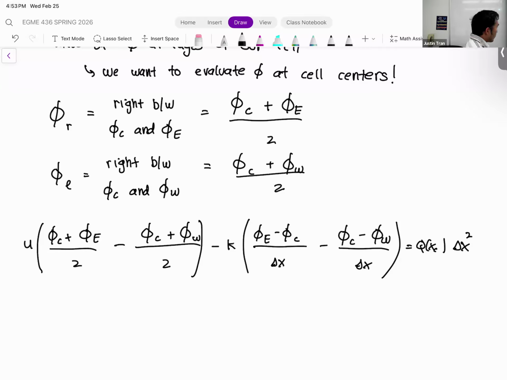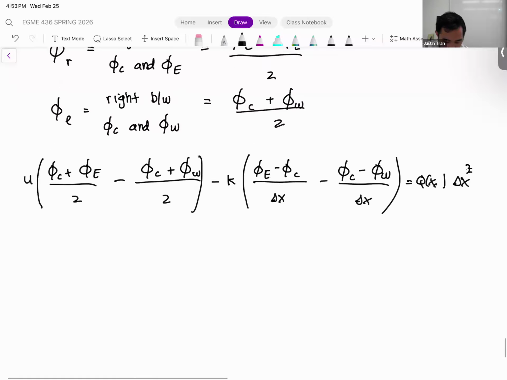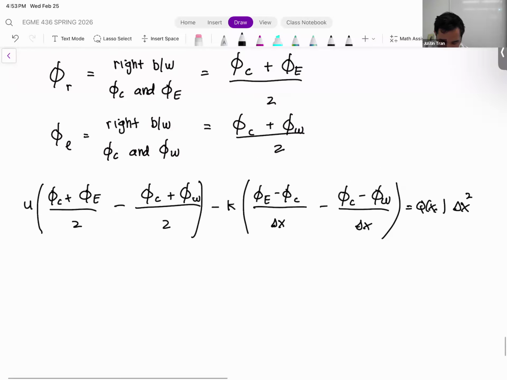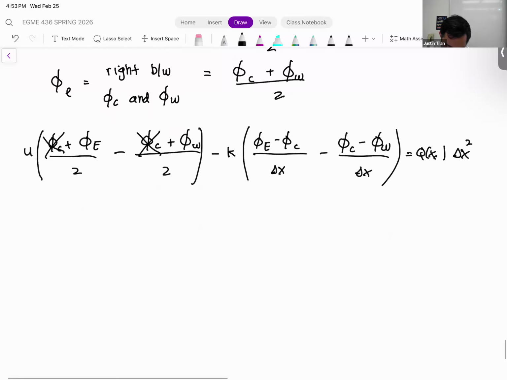All right, so now we've fixed our problems. We don't have any cell edge values anymore. Everything is evaluated in terms of the cell-centered values. So now all we need to do is simplify. Here's the interesting thing. For the convection term, we have a positive phi sub c divided by 2 and a minus phi sub c divided by 2, so these two are going to cancel out. All we end up with is u times phi sub e minus phi sub w divided by 2.